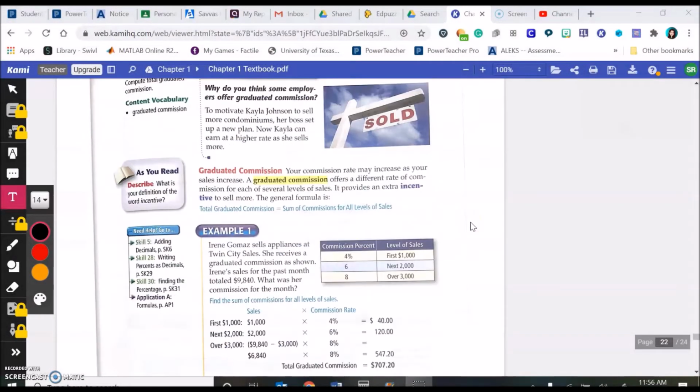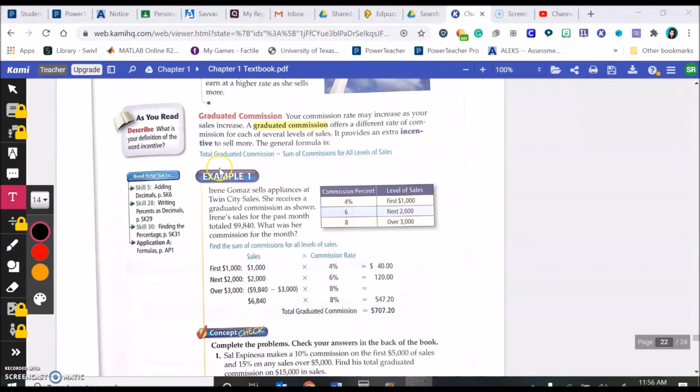Okay, so a graduated commission. Your commission rate may increase as your sales increase. It's called a graduated commission. So you might get a different rate as your sales go up. It provides an extra incentive, usually, to sell more. So the general formula is: the total graduated commission equals the sum of all commissions for all levels of sales.